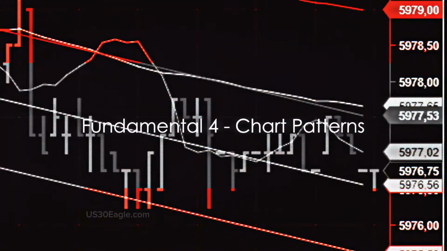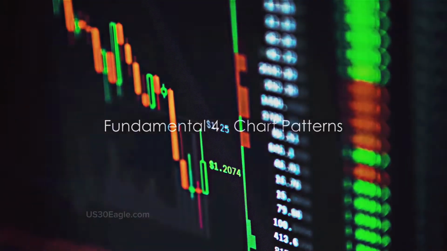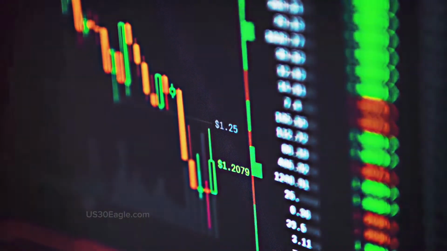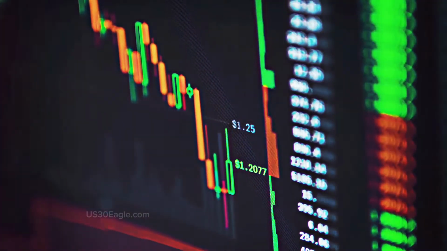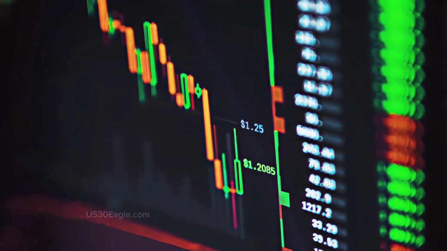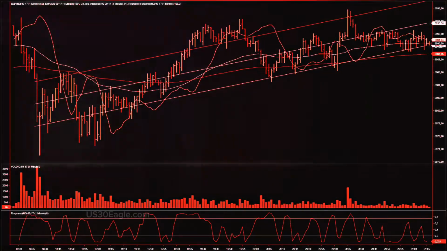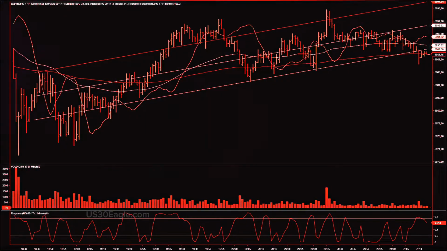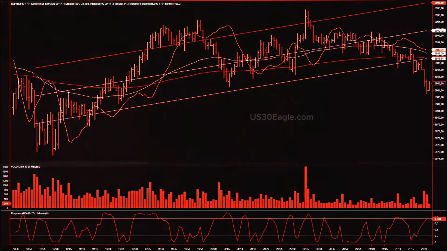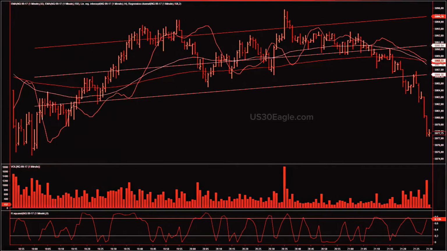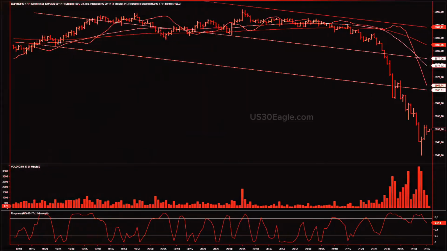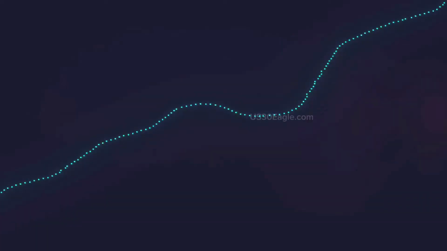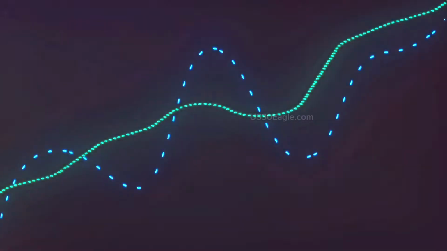Our fourth fundamental is chart patterns. Chart patterns are like the puzzle pieces of the trading world. They provide a snapshot of the market, capturing its ebbs and flows, its highs and lows, its moments of calm and its moments of turbulence. But chart patterns aren't just pretty pictures. They're the visual representations of price movements over a set period, and they can give us insights into the psychology of the market. Now you might be thinking, what exactly does a chart pattern look like? Well, they come in many shapes and sizes.